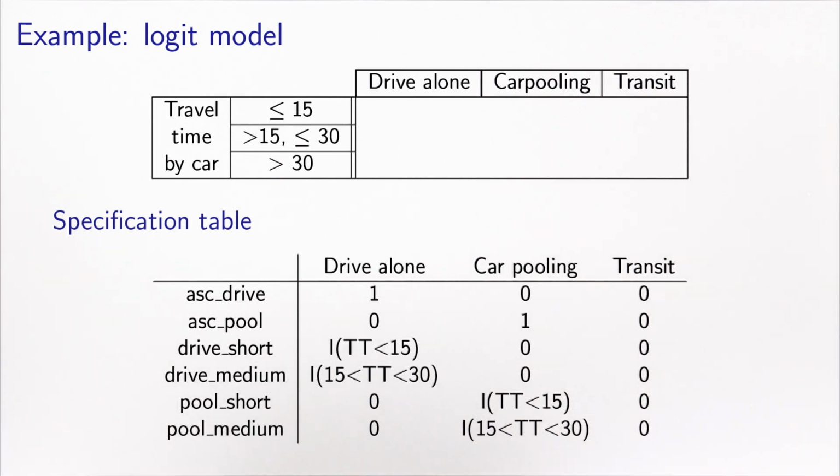And here is the specification table of the model I plan to estimate. So I have a constant for the drive alternative. I have a constant for the carpooling alternative. Here I have an indicator that says if the travel time is short, which is associated with a parameter here.